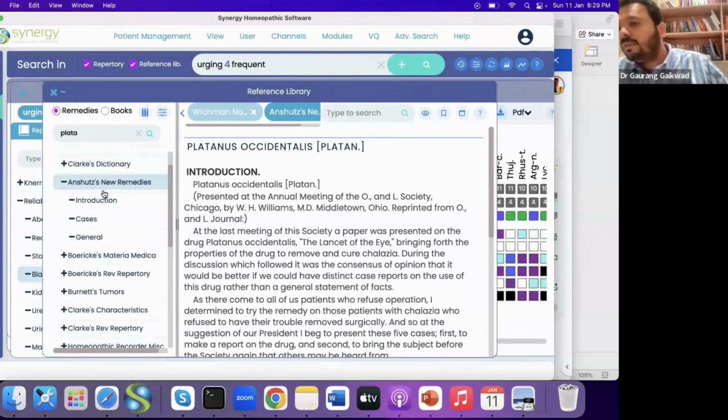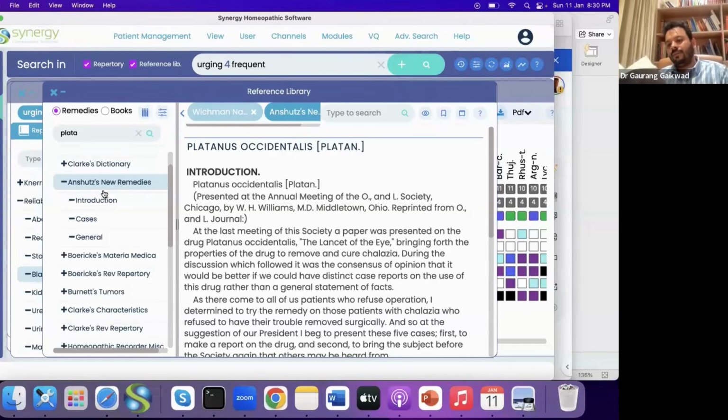Let me see if I have it. Yeah, I have it here. Luckily. Let me show you how it looks. It's something like this. Can you see this on the camera? I hope you can see this. This is the book.